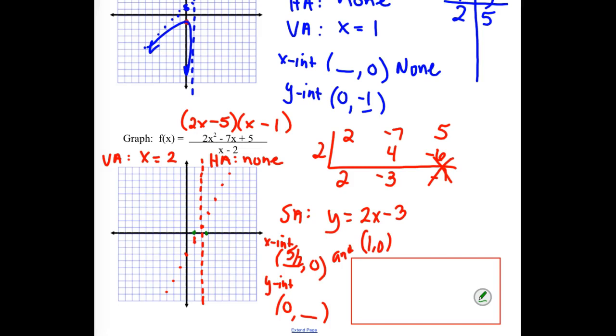Okay. Let's find 2 other points. Oh, sorry, we need the y-intercept. For the y-intercept, if we put a 0 in for all of our x's, we end up with negative 5 halves.